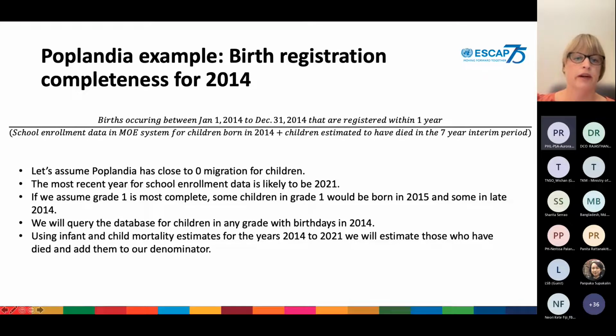So our numerator is going to be the registered births that occurred between January 1st and December 31st in 2014 that were registered within 1 year. And our denominator is, so we're using 2021 school enrollment data, but we're looking at children whose births occurred in 2014. And then we're going to add them to our estimates for those who died in the 7-year period. So we're thinking about everyone from 2014 to 2021, all those children who never made it to school because they died. And that's our denominator for our births.